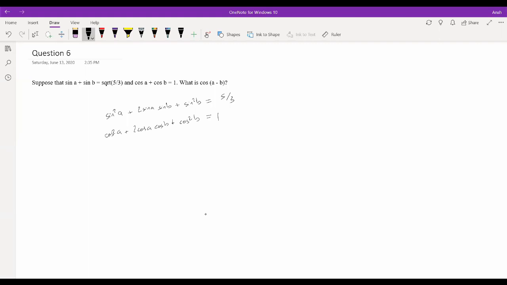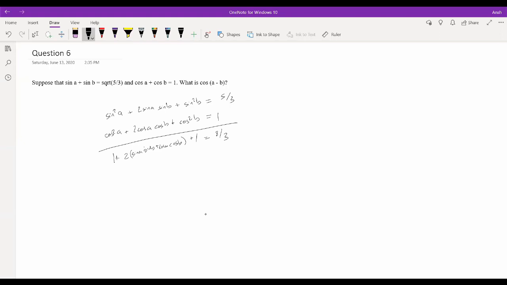But now we notice that we have a sine squared a and cos squared a and a sine squared b and a cos squared b. And if you remember the Pythagorean identity, we can add these to get 1. So now if we add both these equations together, this just becomes 1 plus 2 times sine a sine b plus cos a cos b plus another 1 equals 8/3.